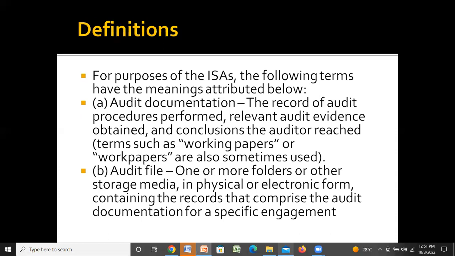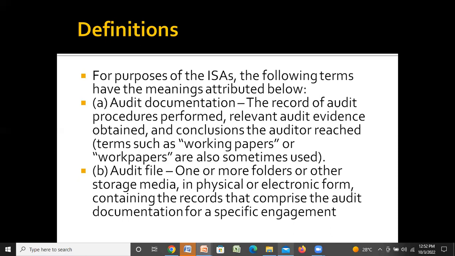So the standard also has a paragraph for definitions. For example, you define audit documentation. Audit documentation is defined as the record of audit procedures performed, the relevant audit evidence obtained, and conclusions the auditor reached. It's also called work papers, or auditor's working papers. So for some of us that are going to be writing professional exams like ICAN, ACCA, you could be asked a question on this: what is audit documentation, and describe or define audit documentation. So the standard has defined that for us.